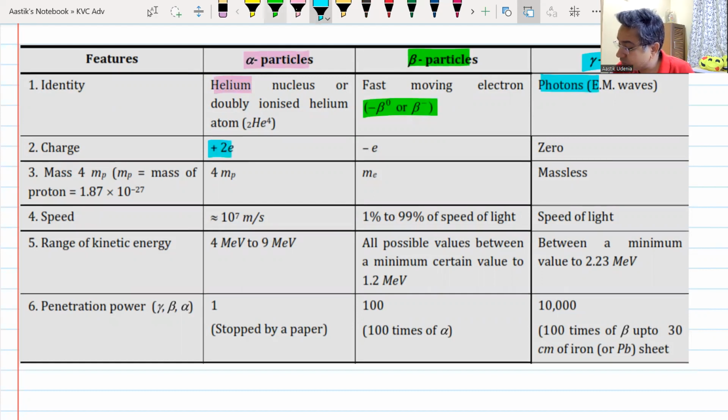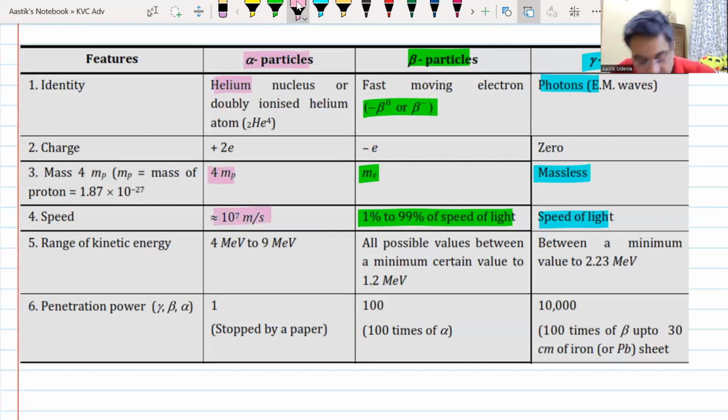Charge: 2e, minus e, and it has no charge. Mass in terms of protons: 4 times the mass of a proton, equal to the mass of an electron, and massless because it is nothing but a photon. Since it is a photon, it will move at the speed of light. An electron can have even 99% of the speed of light depending on the nucleus. The speed of alpha particles is very small.